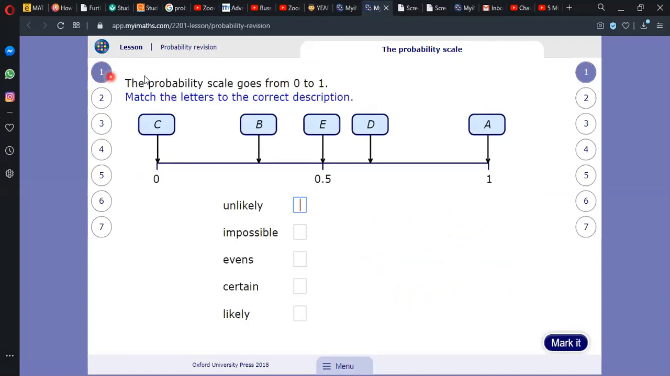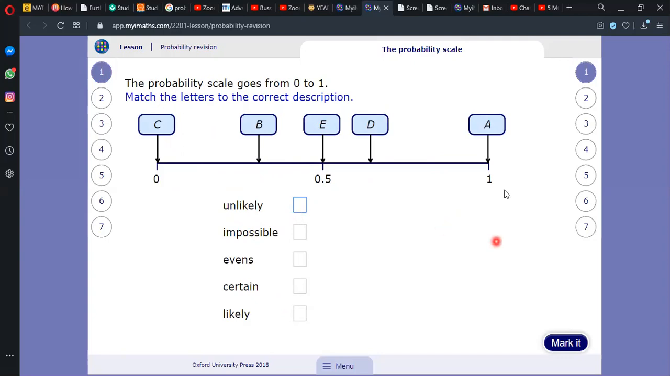Now, the probability scale goes from 0 to 1. That has been treated. You need to match the letters to the correct descriptions that we have over here. Okay, guys, let's get to it. Unlikely. Where should unlikely be in this probability scale? All right. So you have letters from A to E. Which letter would you write here that could represent unlikely?